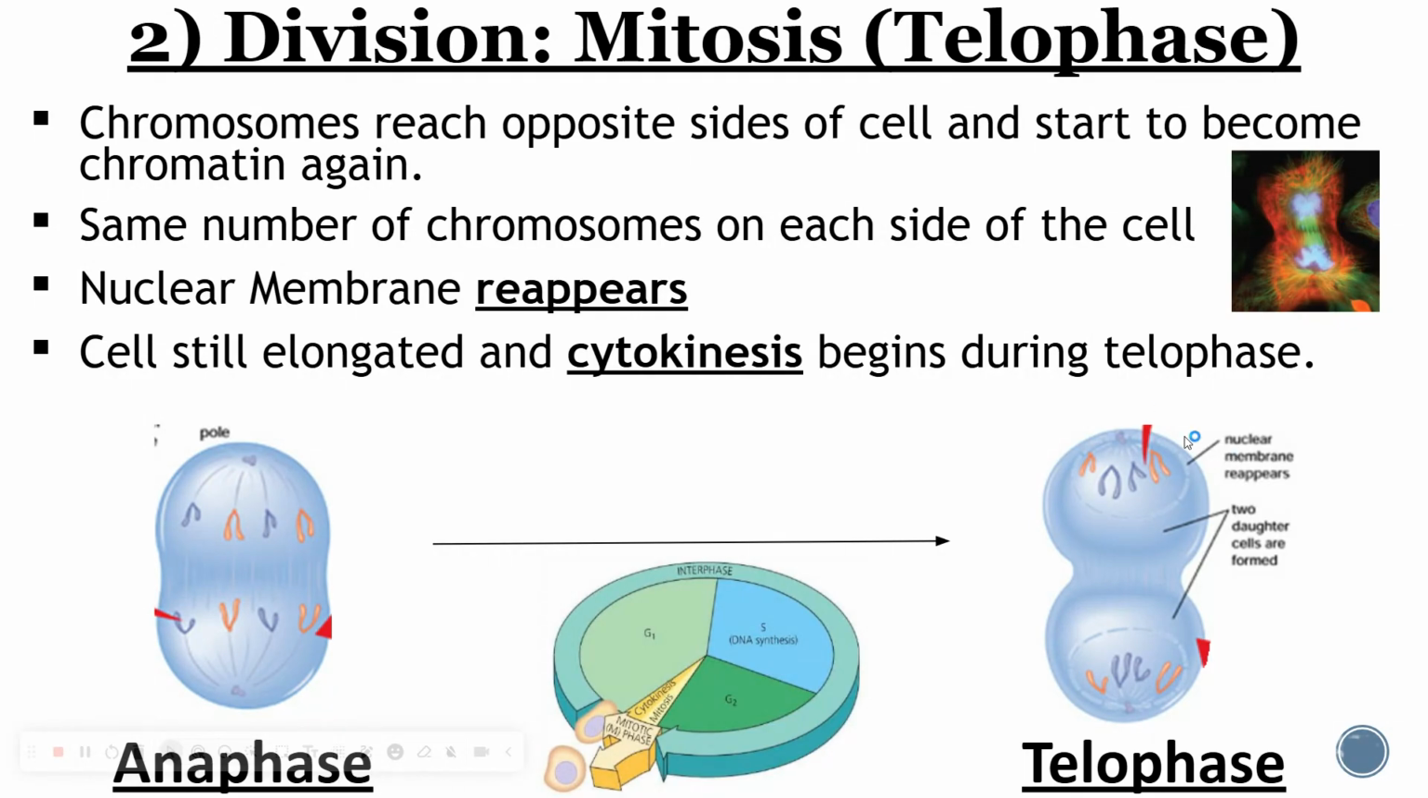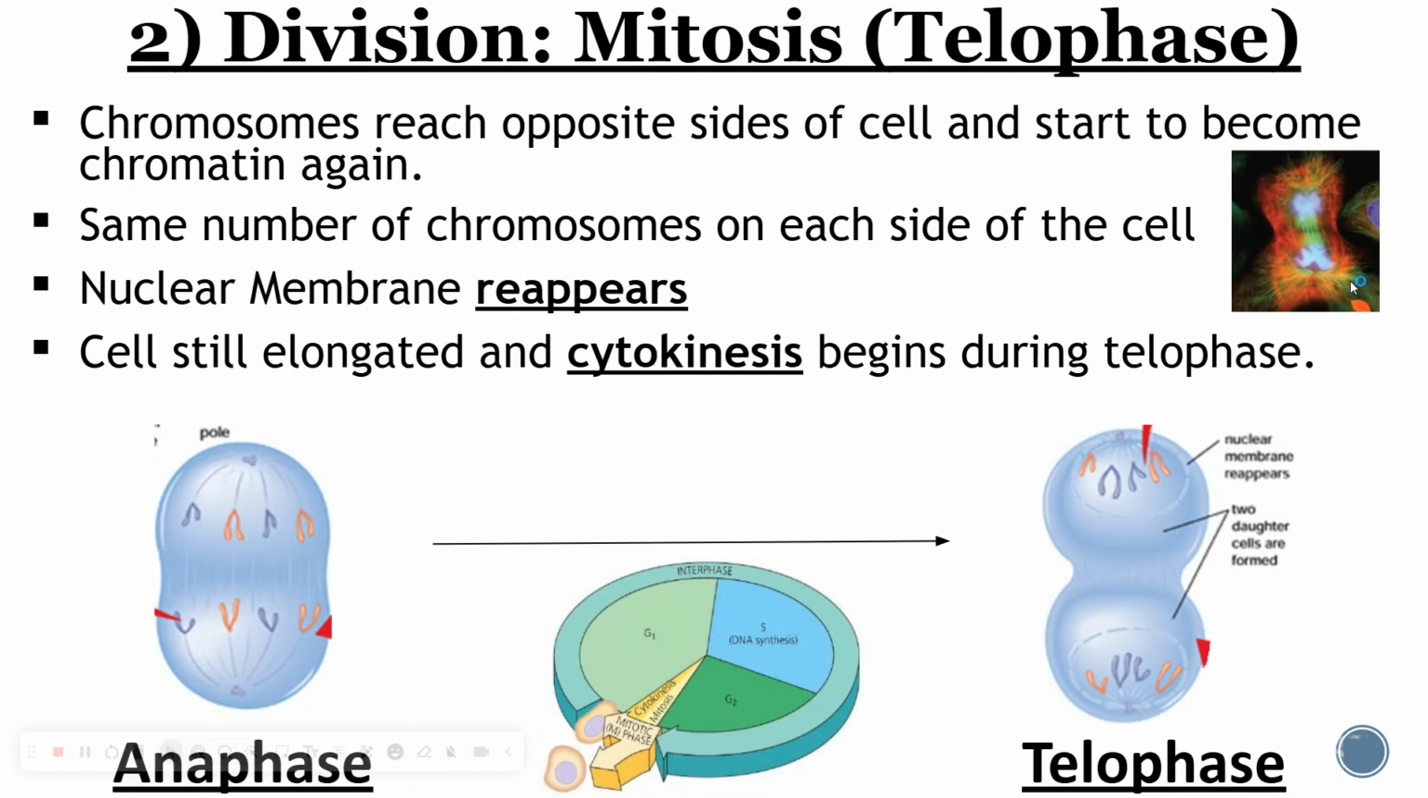At this point in telophase, the chromosomes have reached opposite sides. In anaphase, they were traveling towards opposite sides, but in telophase, they've reached the poles, they've reached their opposite sides, and 4 came here and 4 came here. It doesn't matter what the number is, the point is that equal amounts came here and equal amounts came here. And you'll also notice that the nuclear membrane starts to reform around them.